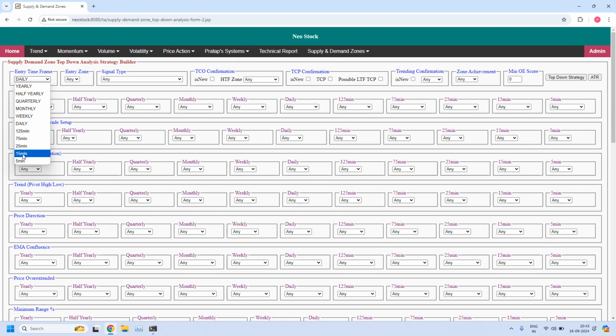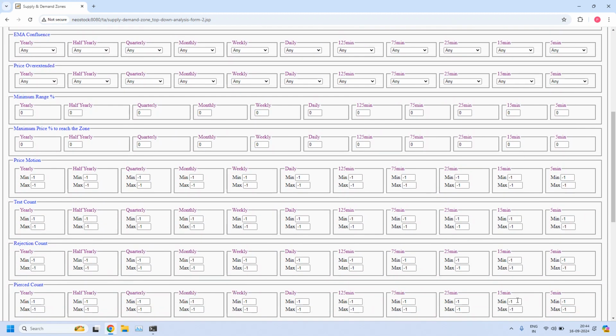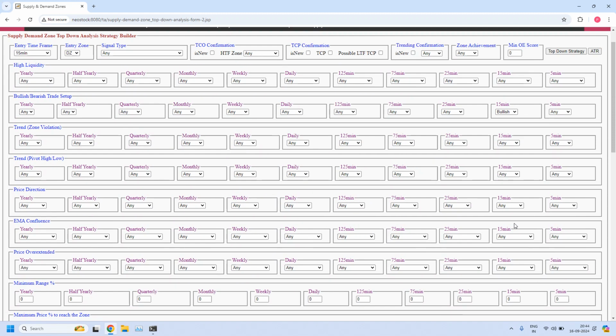Daily income trade entry time frame is 15 minutes. Entry zone, demand zone for bullish trade setup, and also in bullish or bearish trade setup parameter in 15 minutes time frame I am selecting bullish. 15 minutes is entry time frame for daily income trade, and this 15 minutes demand zone should not be pierced. So in the pierced count in 15 minutes time frame, minimum value I am setting 0, maximum value 0.